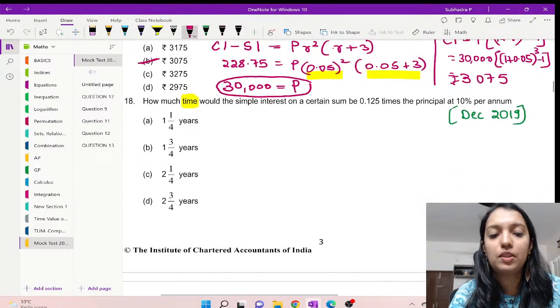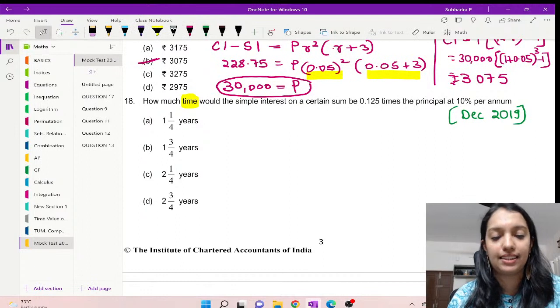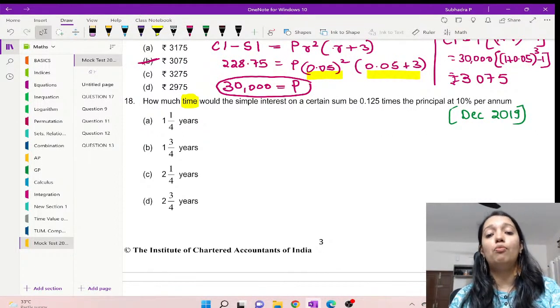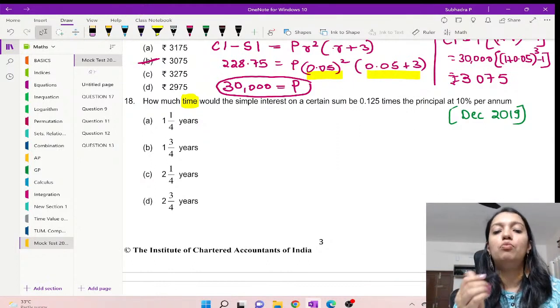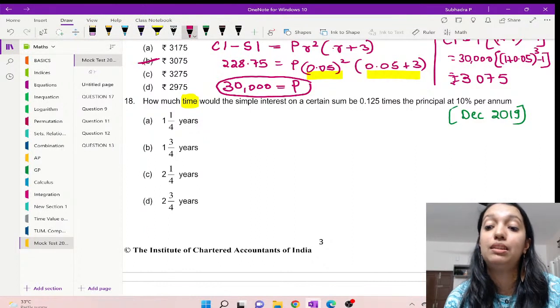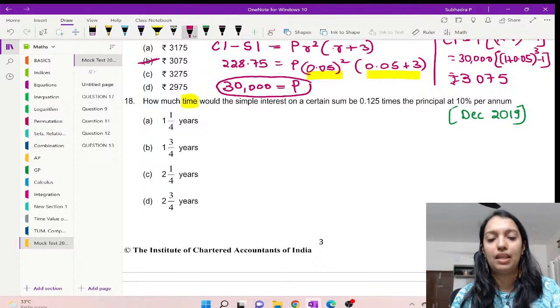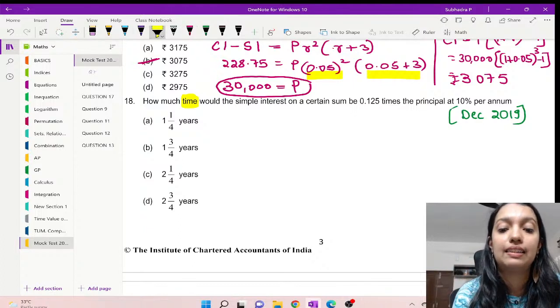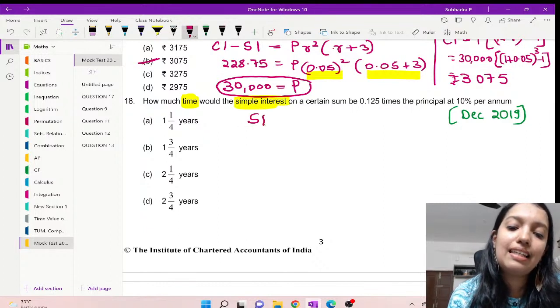Going ahead for the next question, the 18th one. Now this question was asked in the December 2019 examination. How much time would simple interest, what have they asked in the question? Time. How much time would simple interest on a certain sum be 0.125 times the principal at 10% per annum? So they have given us some information. You are asked to find time. What is this? Simple interest. Do you know the simple interest formula? SI is equal to PTR.